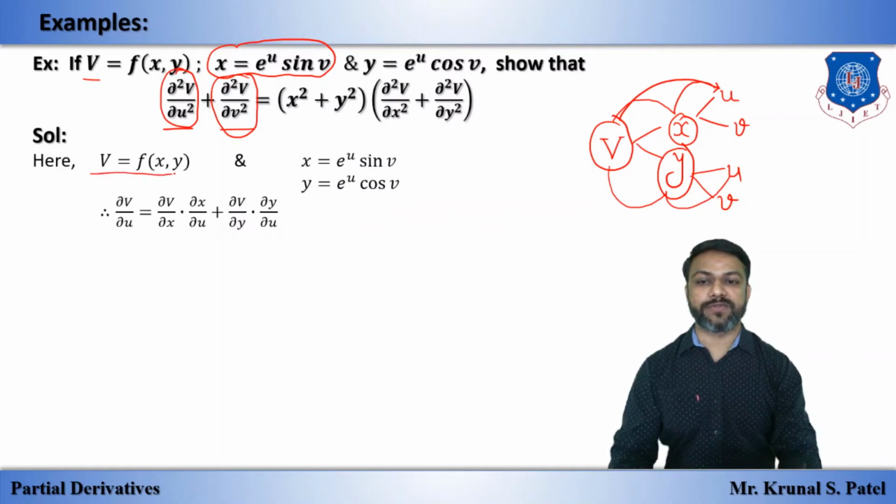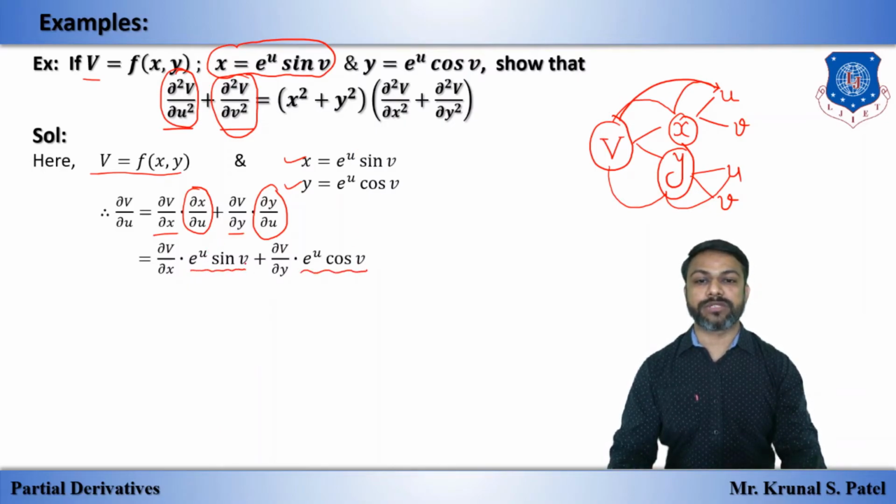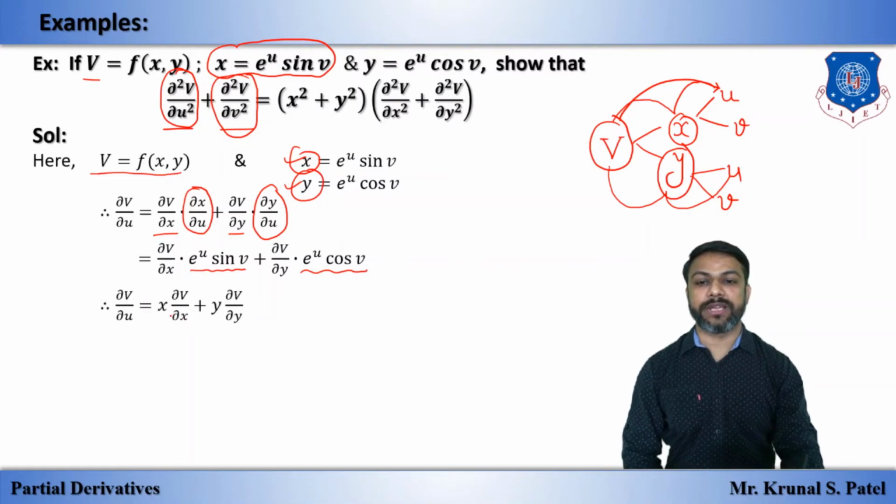Now we don't have these functions, so del V by del x and del V by del y as it is, and differentiation of x with respect to small u, and differentiation of y with respect to small u we can find from these two. So differentiation of e raised to u sin v, v constant, is e raised to u sin v, and differentiation of e raised to u cos v, v constant, is e raised to u cos v. So we have this. Now we can write down the value of these two because e raised to u sin v is x and e raised to u cos v is y. So put the value of these two. So we have this answer.